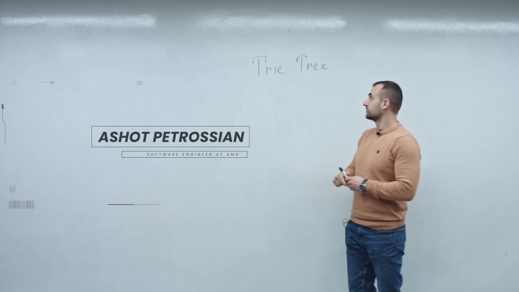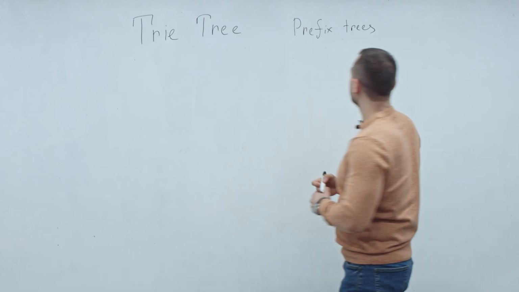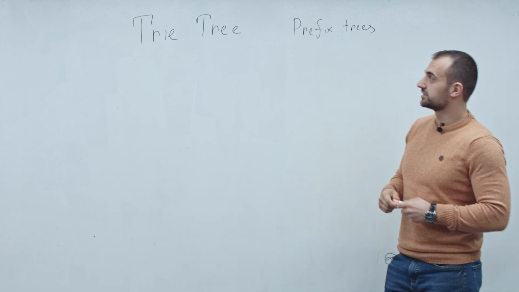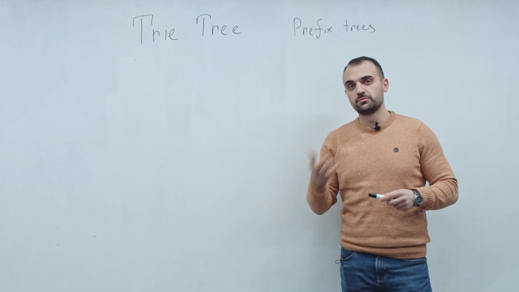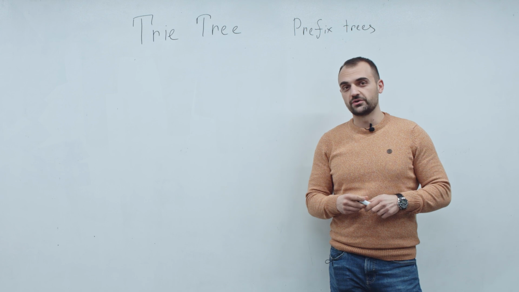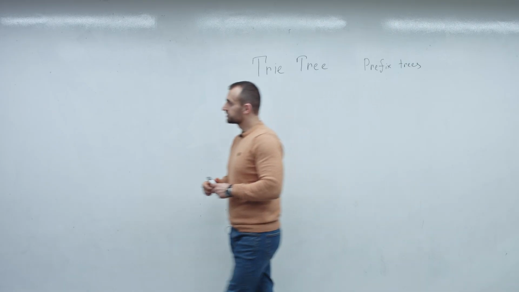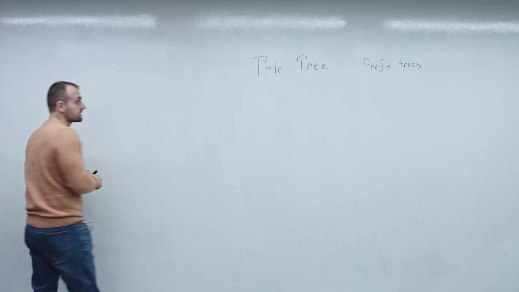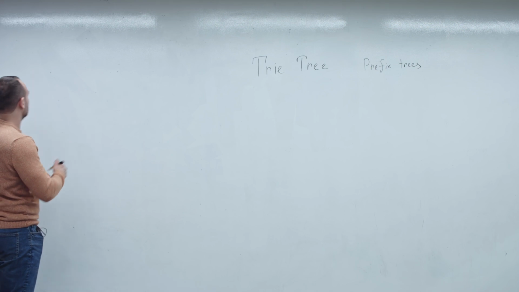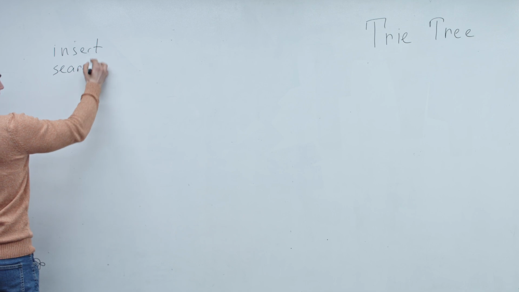So trie-trees, or prefix trees, are widely used in word dictionaries. And after today's lesson, you'll have a much better understanding of search engine auto-completion operations, such as Google search, right? So today we'll talk about trie-trees and their basic three or four operations: insert, search, of course.